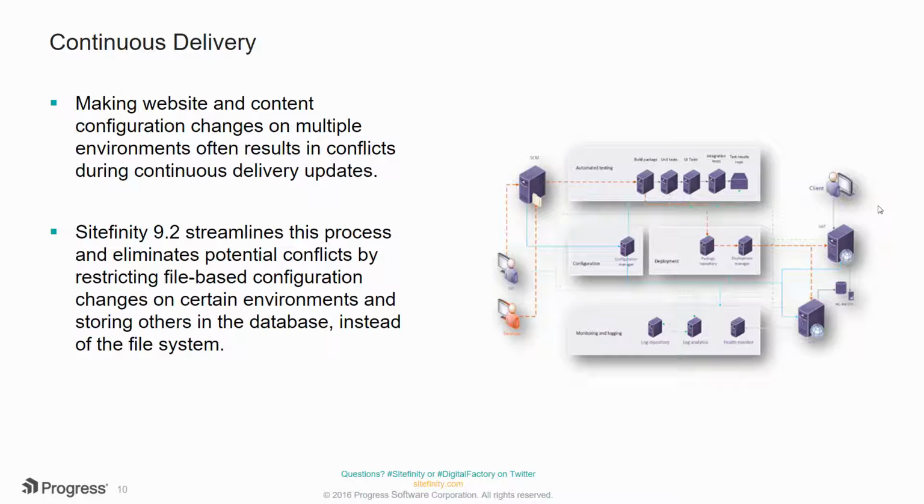So with this release, we are streamlining the process for moving those configurations between environments by restricting the file-based configurations and making them configurable so that your production environment, for example, can be read-only when it comes to file-based configuration changes, and then moving some of the configurations to the database so that you can still make changes that are related to the content, such as configuring a different type of widget and things like that. Those things can happen on a production environment, and all these configurations can be stored in the database.